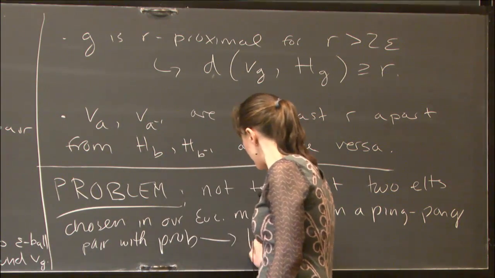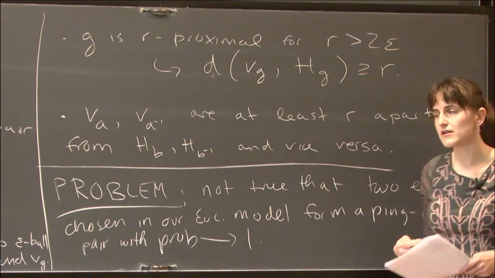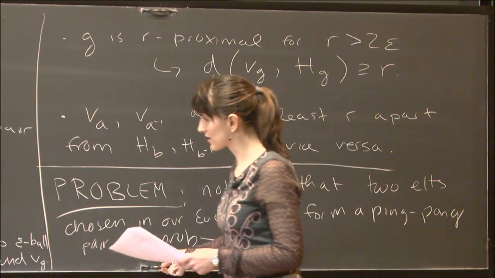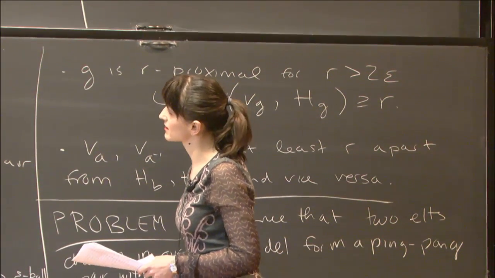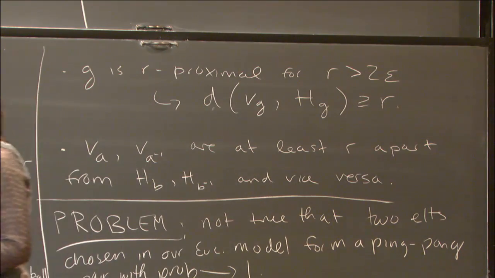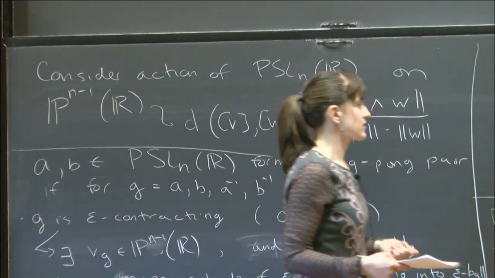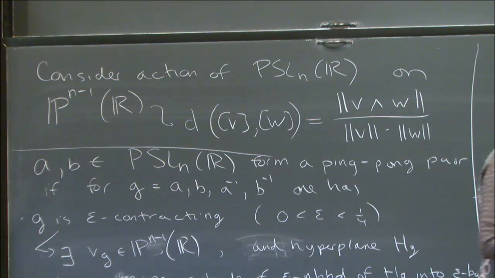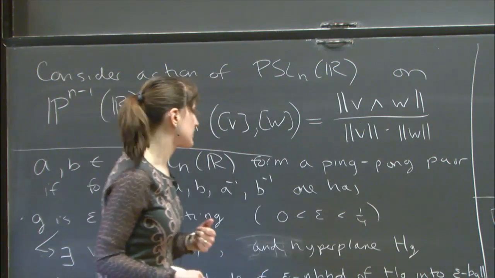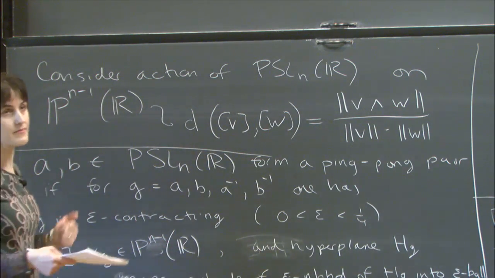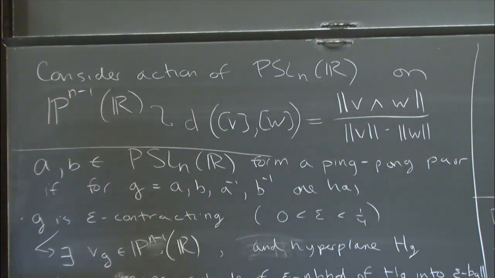So let me outline what kind of goes wrong and say what you can do to basically fix this issue. Okay, so where it's going to go wrong right off the bat is that it's not going to be true that one element chosen at random out of this ball of radius y is going to be epsilon contracting. So let me show how you would show that.